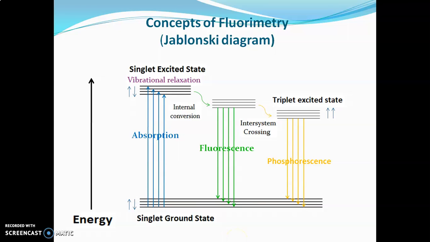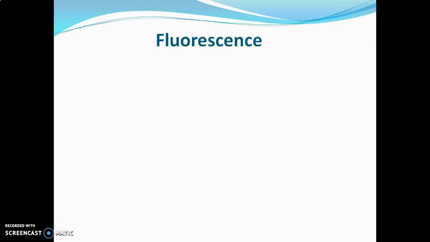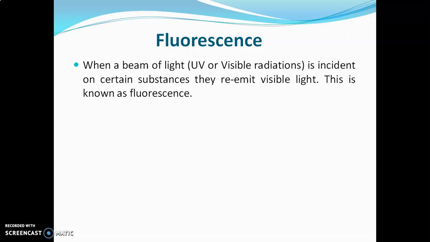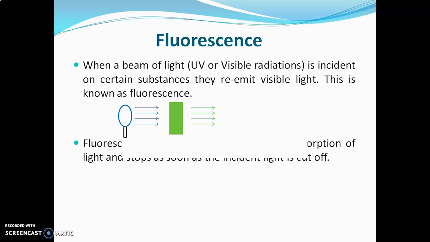Now we'll go towards fluorescence in detail. When a beam of light, generally UV or visible radiations, is incident on certain substance, they re-emit visible light. This is known as fluorescence. The radiations are emitted by the radiation source. Those radiations, UV or visible radiations, pass through the sample, and after absorbing UV and visible radiations, samples start shining and it starts re-emitting the radiations. It is known as fluorescence.